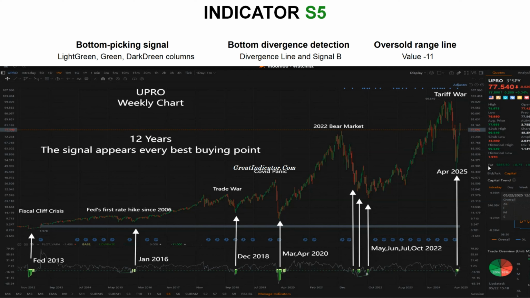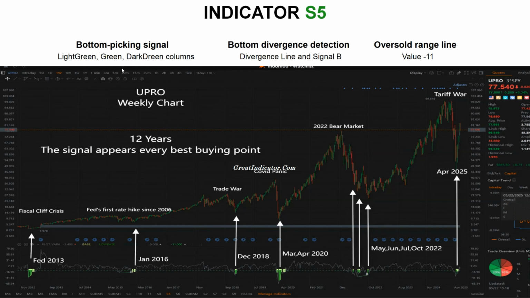Let's first take a look at its three parts. The first part is the bottom fishing signal, which is represented by light green, green, and dark green columns, representing different intensities of bottoming. The second part is the bottom divergence detection. When there is a bottom divergence between price and indicator, signal B will appear. We can see that there is a divergence here.